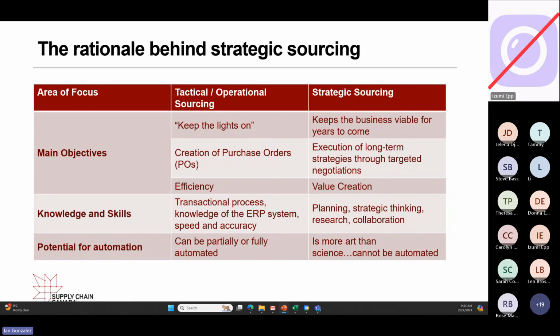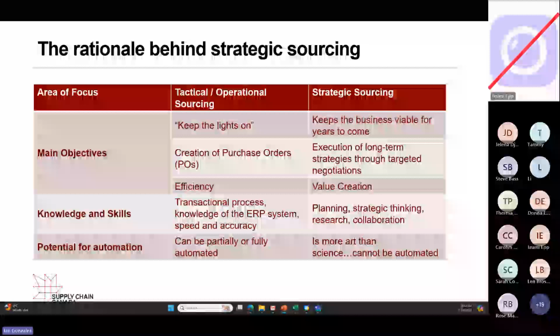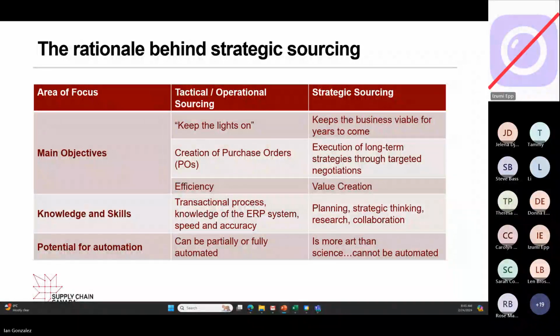Whereas when you're in strategic sourcing, it's more art than science, actually. And at least for now, it isn't that smart yet. I will say that it cannot be automated.